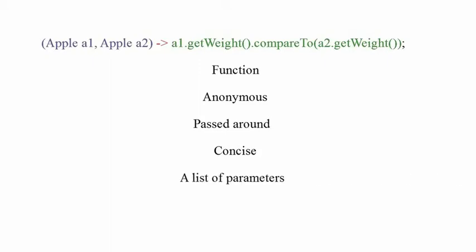A lambda includes a list of parameters. For instance, in our example, the lambda mirrors the parameters of the compare method of a Comparator, two apples. Finally, a lambda uses an arrow. This is simply the syntactic convention, represented by a dash and a greater than sign, used to separate the list of parameters from the body of the lambda. Once you get used to them, you'll find lambdas to be pretty powerful.